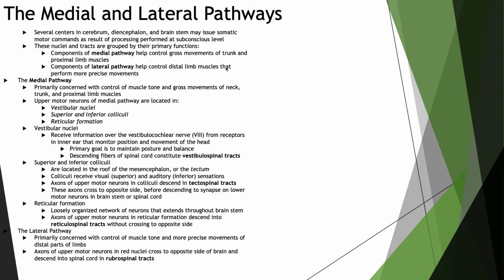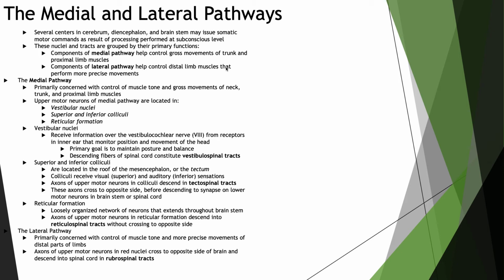the vestibulocochlear nerve. This nerve has receptors in the internal ear that monitor the position and the movement of the head. These nuclei respond to changes in the orientation of the head, sending motor commands that alter the muscle tone, extension, and position of the neck, the eyes, the head, and the limbs. The primary goal is to maintain posture and balance. The descending fibers in the spinal cord constitute the vestibulospinal tracts.